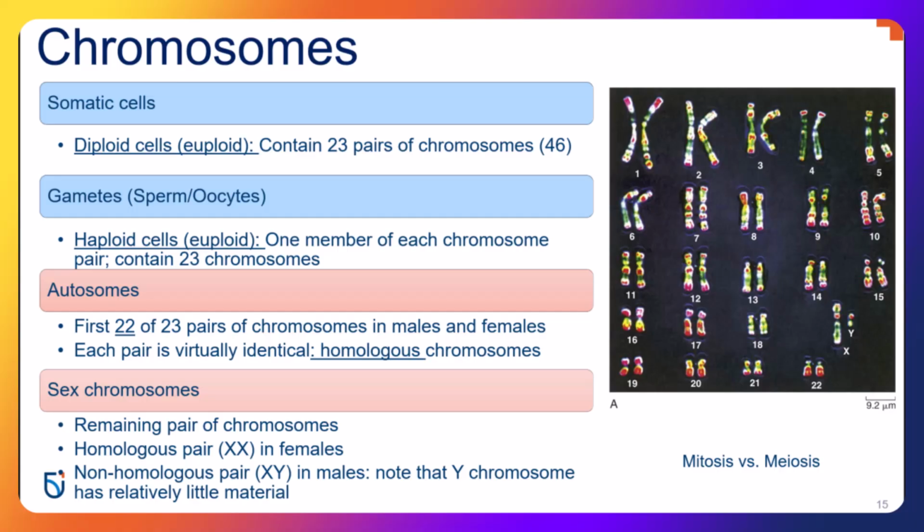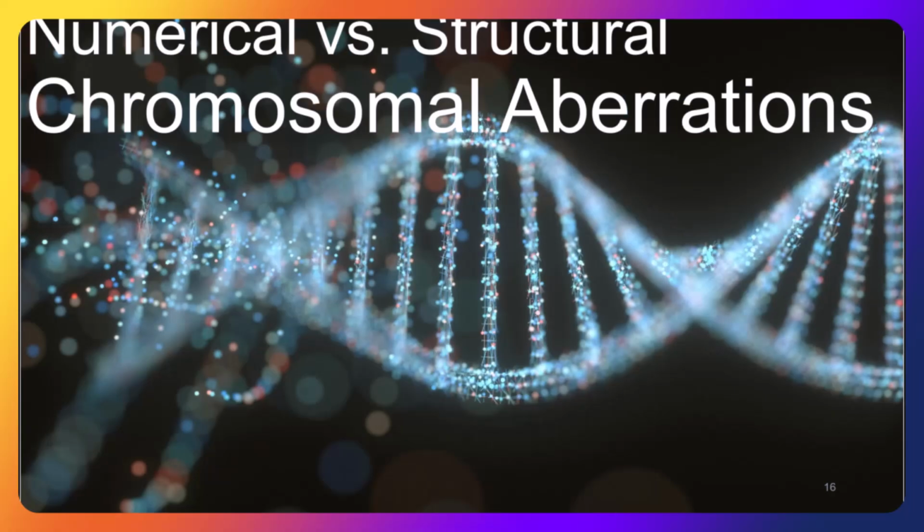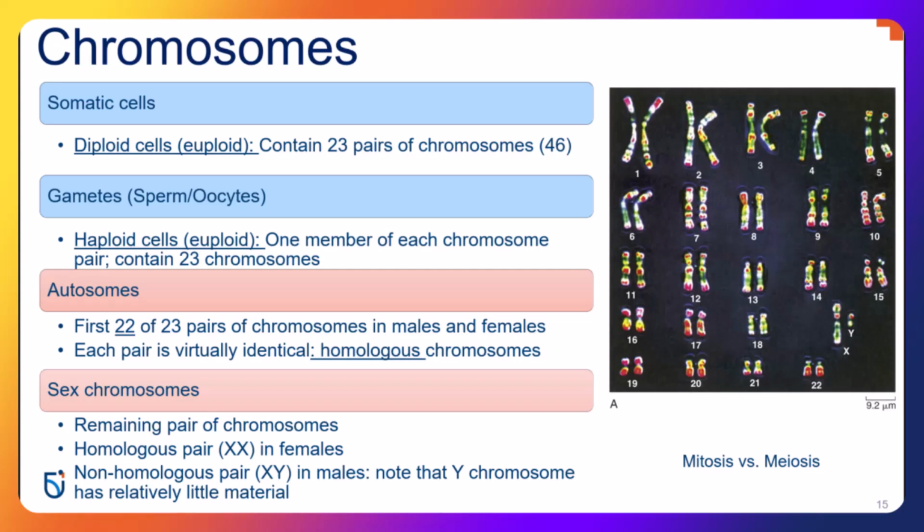The next component of this lecture relates to chromosomal abnormalities. So we're going to be looking at chromosomal aberrations, which is really a fancy way of saying any change in the normal number or structure of chromosomes, which can often result in physical or mental abnormalities. But before we do that, we need to have a bit of reminder of what normal looks like.